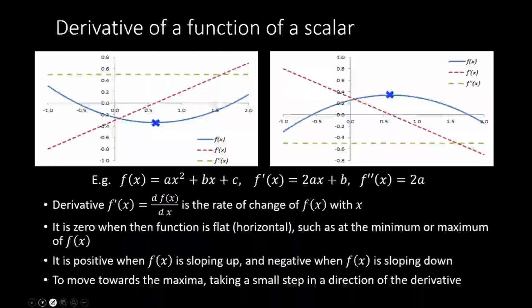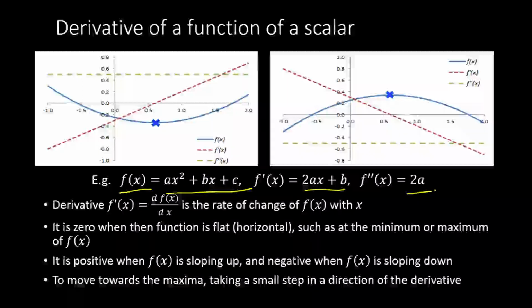These derivatives can be computed for vector functions also. For now, we were looking at only scalar functions, which means your output is only one-dimensional, f of x is only one-dimensional. So let's take the example where f of x is equal to ax square plus bx plus c. Your derivative is 2ax plus b and your double derivative is 2a.